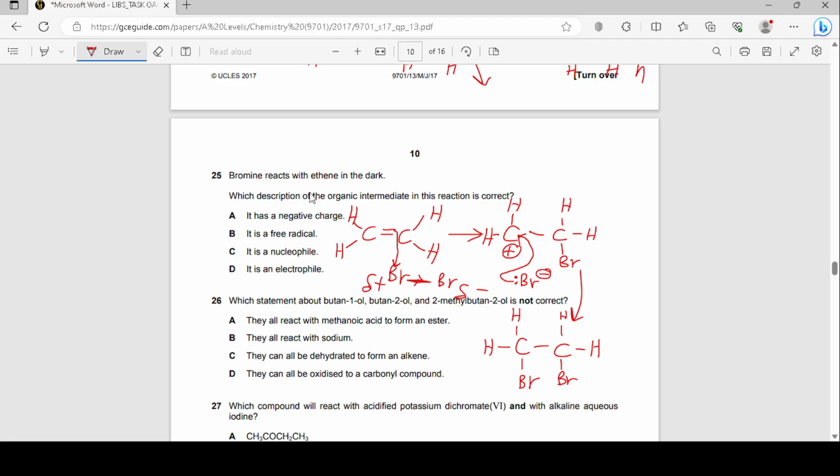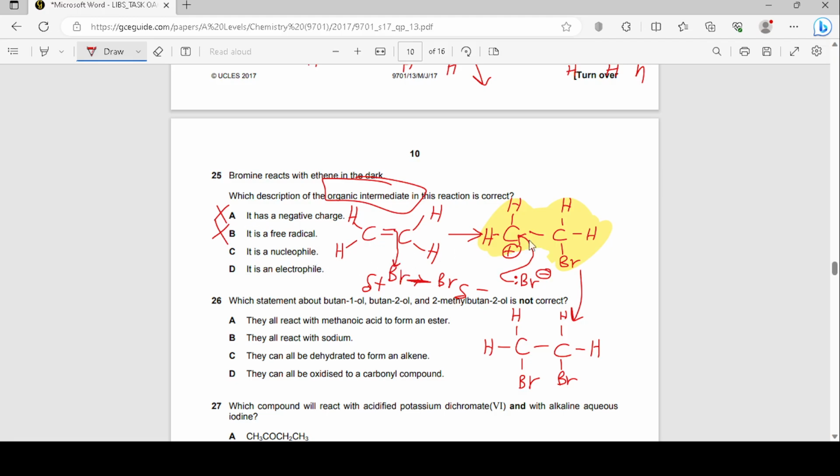They're talking about the organic intermediate. So the organic intermediate, if I just highlight it, is this one, right? Just the carbocation intermediate. Option A says it has a negative charge. No, I told you it's a carbocation intermediate. You can see the plus here. So A is wrong. Is it a free radical? No, it's not a free radical. It doesn't have any unpaired electron.